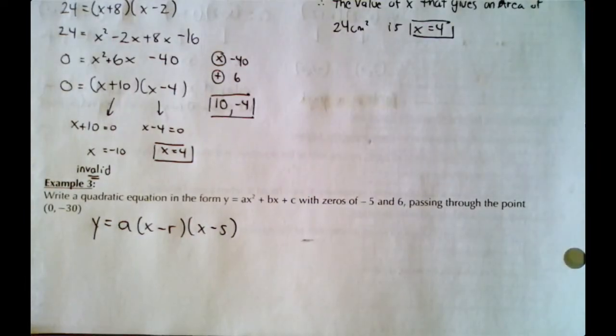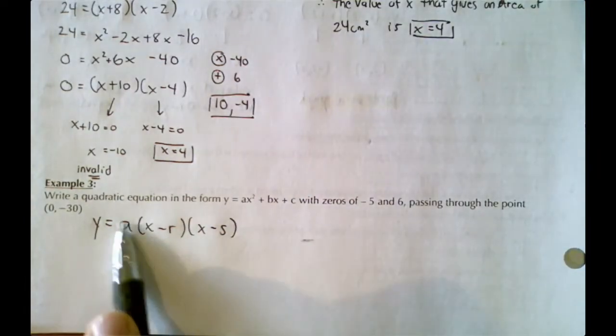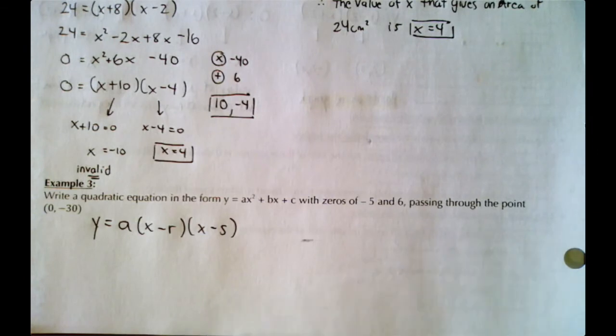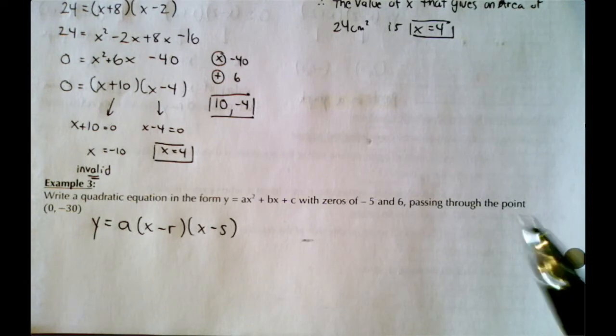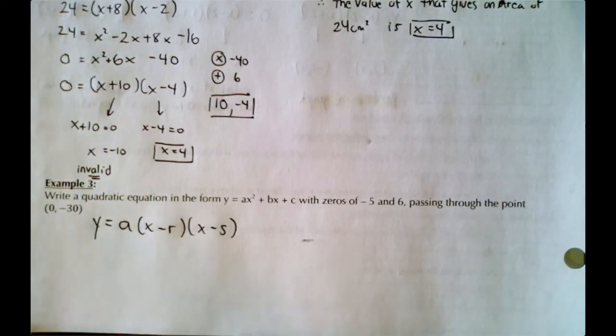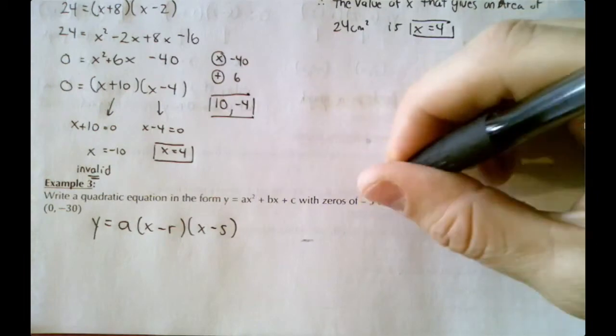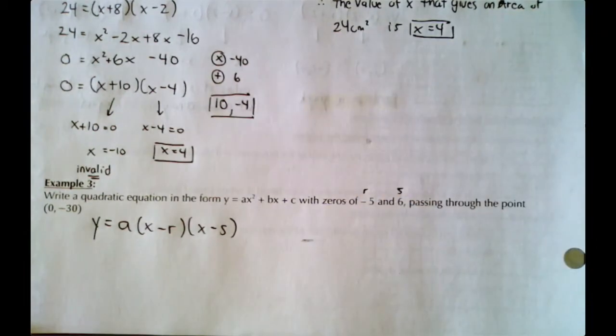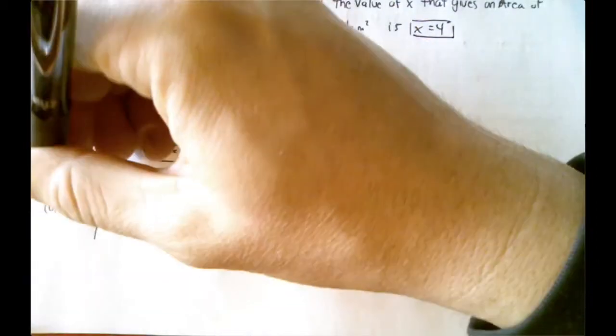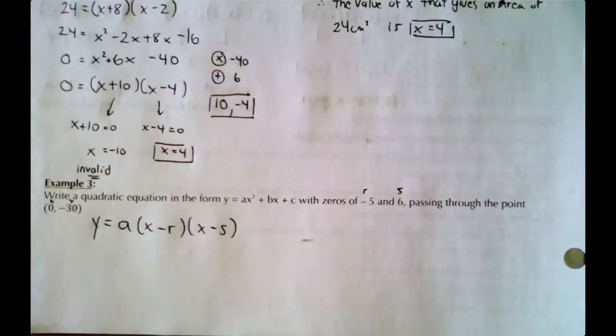And that's a times x minus r, x minus s, and this a is in front because we can have a different stretch or compression. It can be flipped upside down and all that good stuff. And where that factors in is with this extra point here. So your zeros are your r and your s. And your extra point is just an x and a y that we can use to find a.